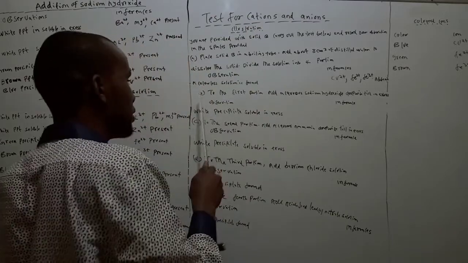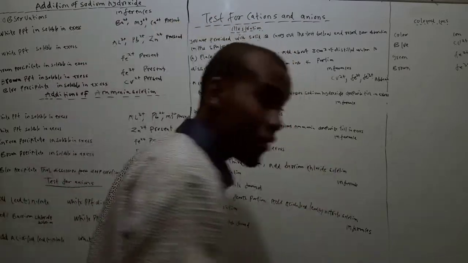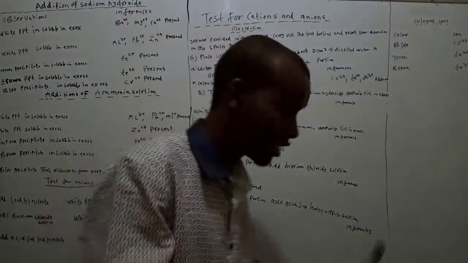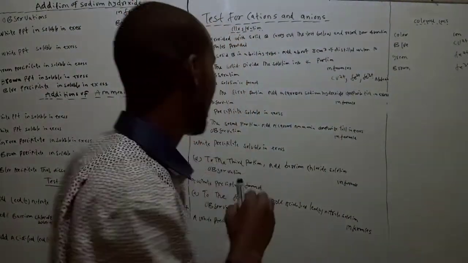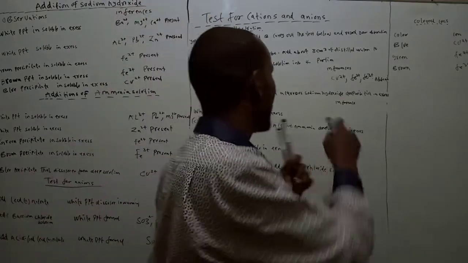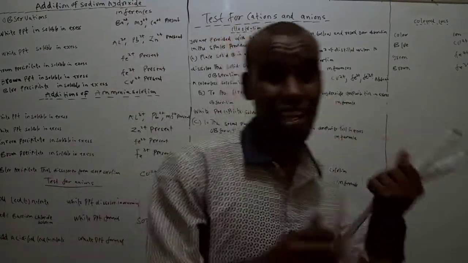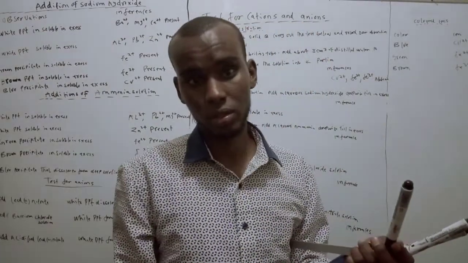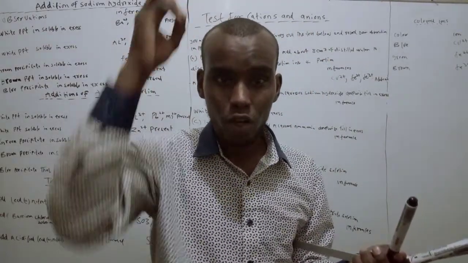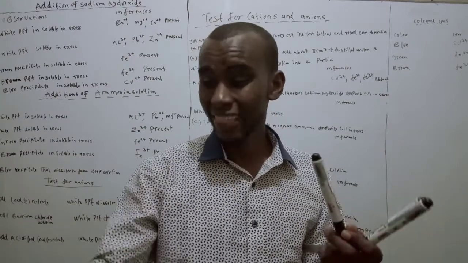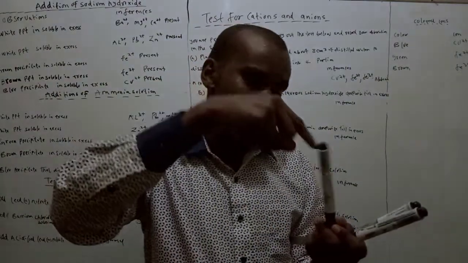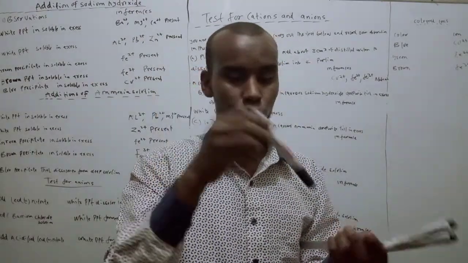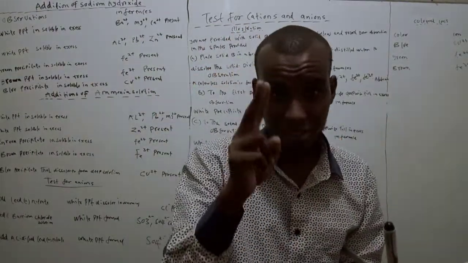Now we are told, to the first portion, add sodium hydroxide dropwise till in excess. Out of the 4 portions, we take the first portion. Let me say I have taken this portion. This is my first portion. Now I'm going to add sodium hydroxide, which normally you are also provided with in the laboratory. So I take that sodium hydroxide and add it to the first portion, dropwise till in excess.